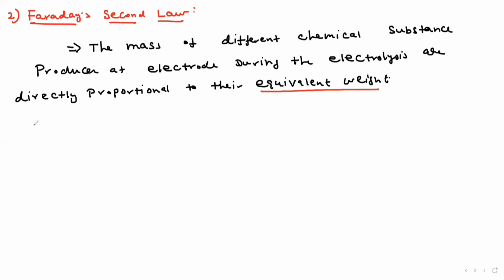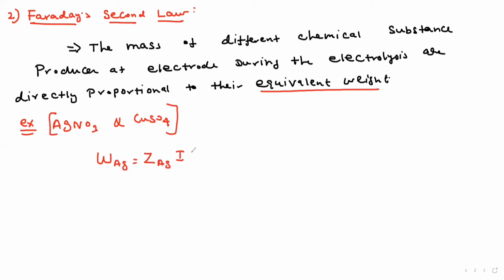Listen, I take an example. I take electrolysis of silver nitrate, AgNO3, and copper sulfate. Now, what is the weight of silver? I discussed the first law already. Weight of silver is equal to Z of Ag into I into T, current and time, right? Similarly, weight of copper is equal to Z of copper into I into T.